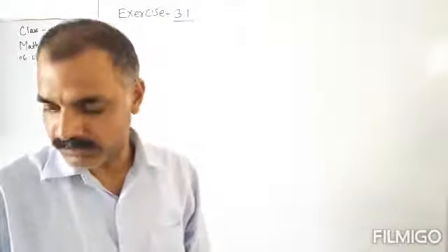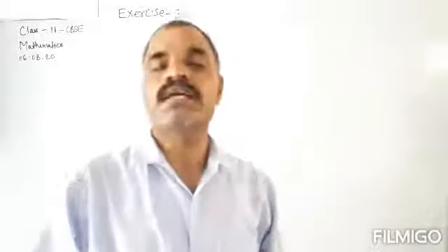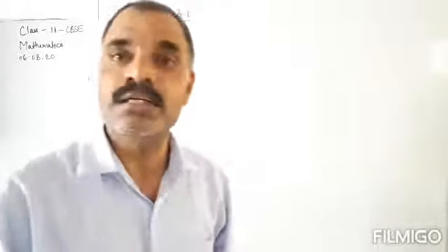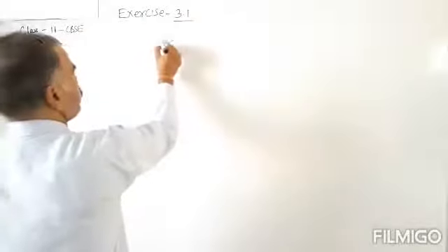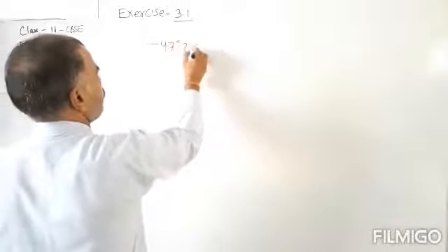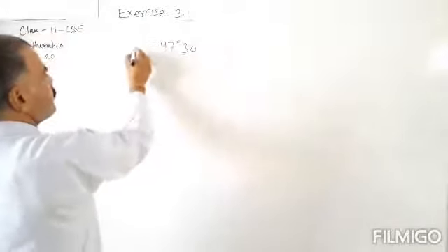The question is: find the radian measures corresponding to the following degree measure, that is minus 47 degree and 30 minute. Minus 47 degree and 30 minute. We have to change this degree measure into radian measure. This is the second part of the first question. Degree measure is given to you and you have to find the radian measure.